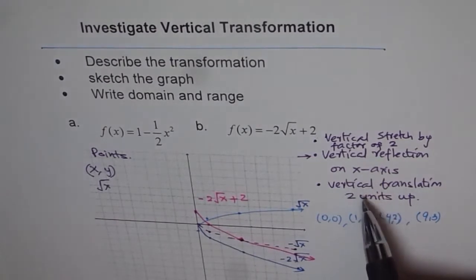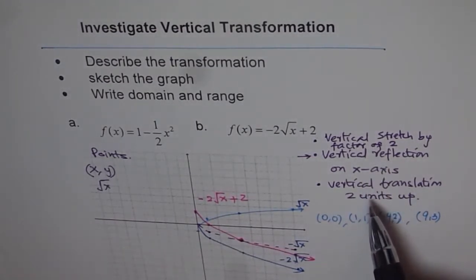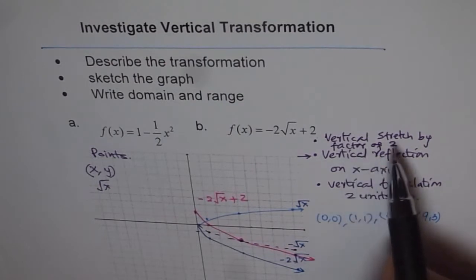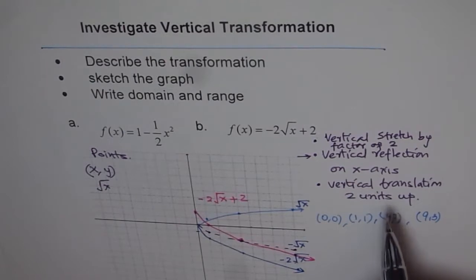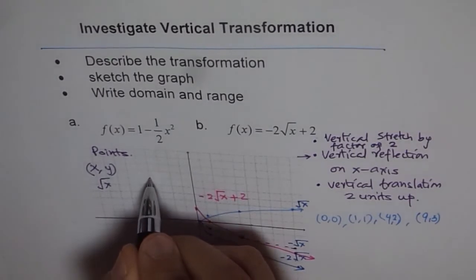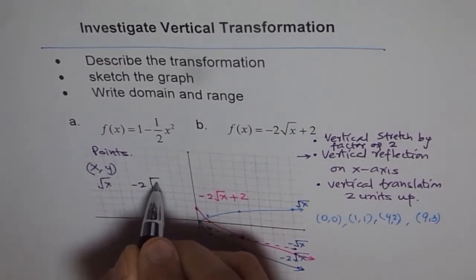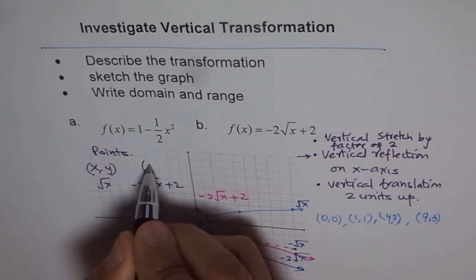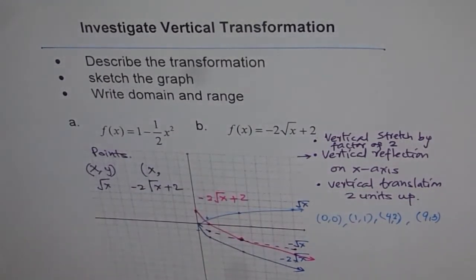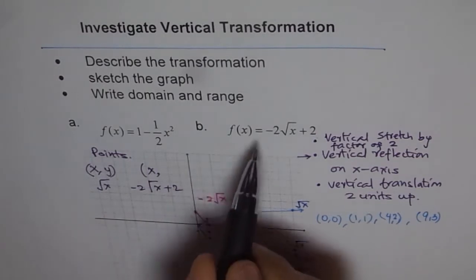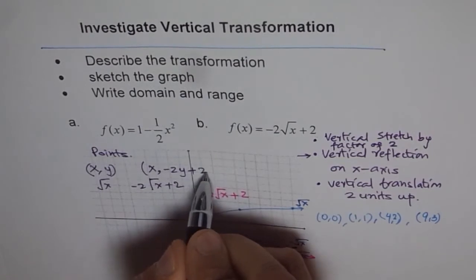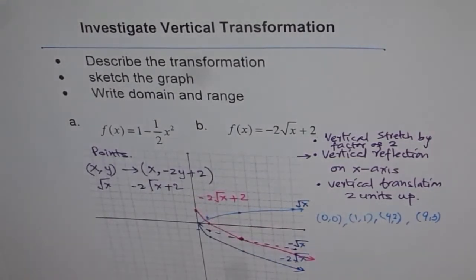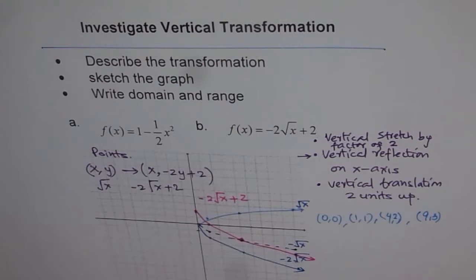Do you see that? All the transformations which we have here, they are for vertical, right? It's vertical stretch by a factor of 2, vertical reflection on x-axis, and vertical translation. So the x points are maintained, right? So on the transformed function, which is minus 2 square root of x plus 2, x points will remain same as the original x points, but y points will change. How? They'll get multiplied by 2, so we get minus 2y, and then add 2 to them, plus 2. So that is the kind of transformation which we are seeing in our transformed function.